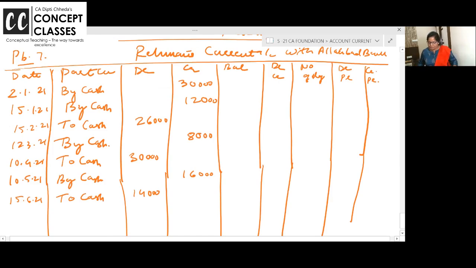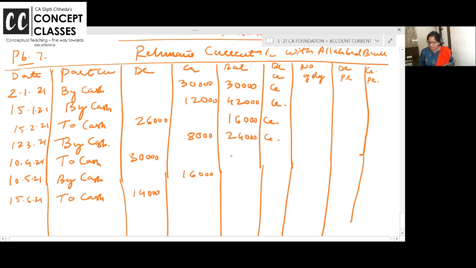Okay, now let's balance. After 2nd June, what will be the balance? 30,000 credit. Then 12,000 more deposited, 42,000 credit. It's very easy. Now withdrawal. So 42 minus 26, still 16,000 credit. Then 8,000 more added, 24,000 credit.